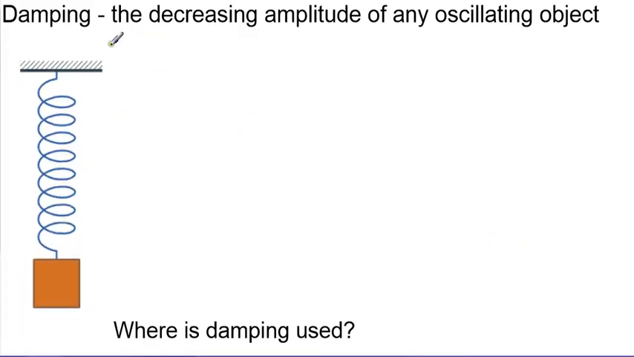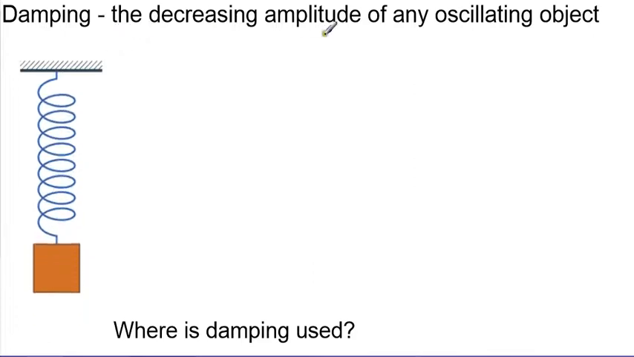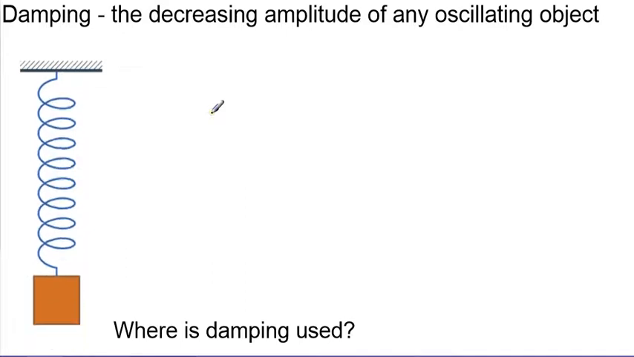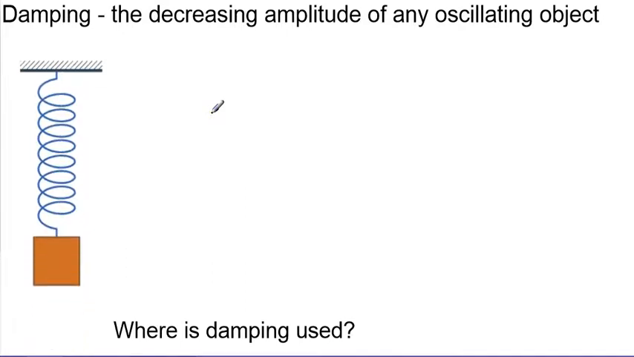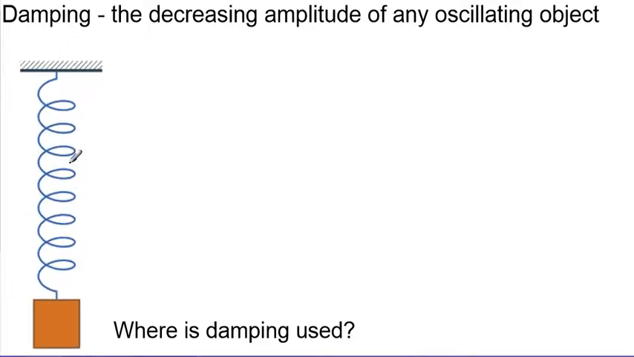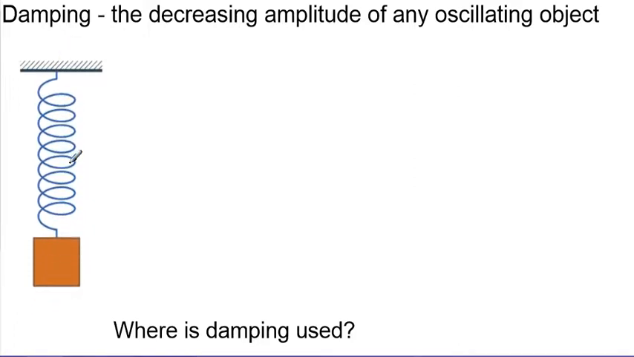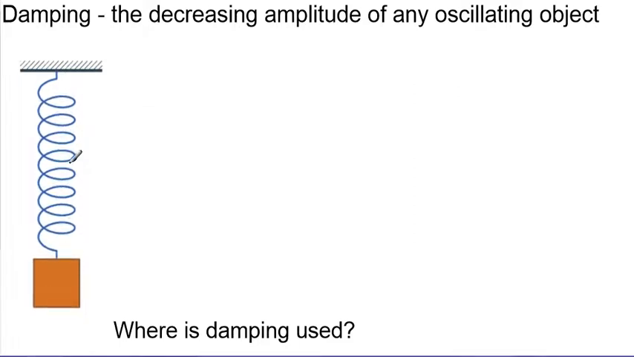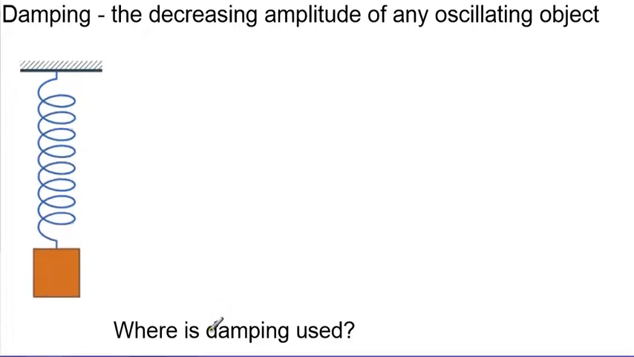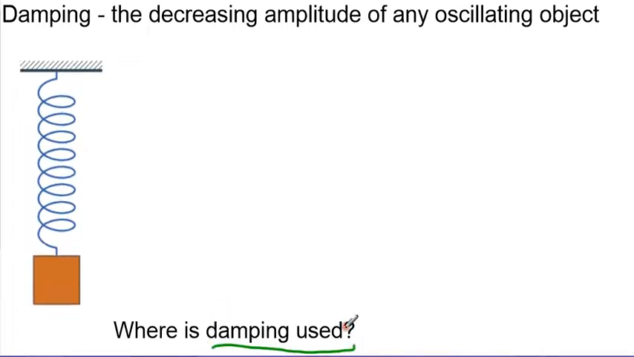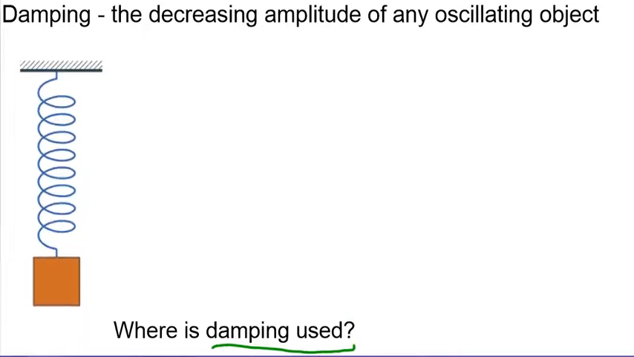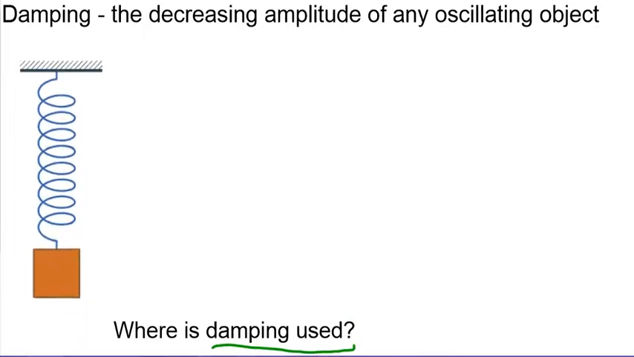Damping. This is going to be another new term. This is the definition: the decreasing amplitude of any oscillating object. In the real world, anytime you start a motion in an object like this, there's going to be damping. The way you can tell is that over time it will slow down and eventually stop. Now, we can control this damping in many cases, so I want you to think about where we would be able to use damping, and why would we want to dampen the motion of an oscillator? We'll talk about that in class.